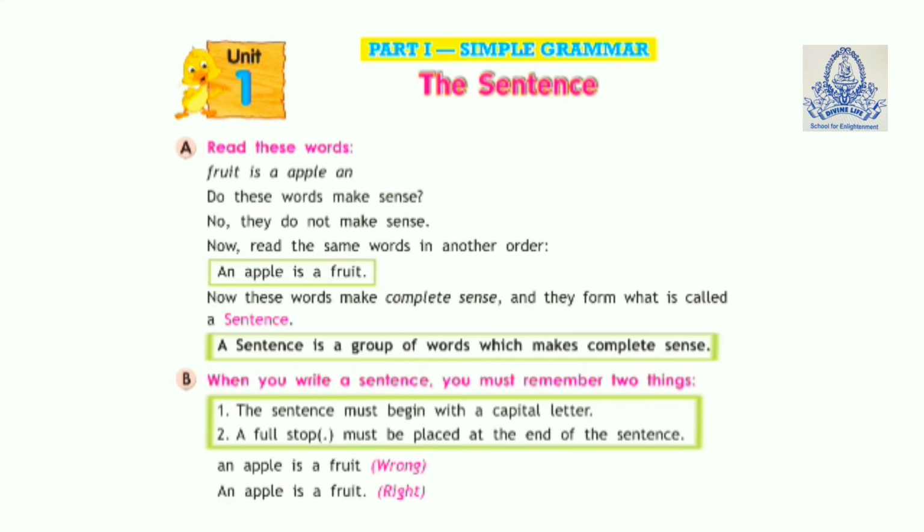Now we will see the second correct sentence, the right one, that is An apple is a fruit. Now why is the sentence right? Yes, because in an, A is capital at the beginning and at the end there is a full stop. So this is a correct sentence.